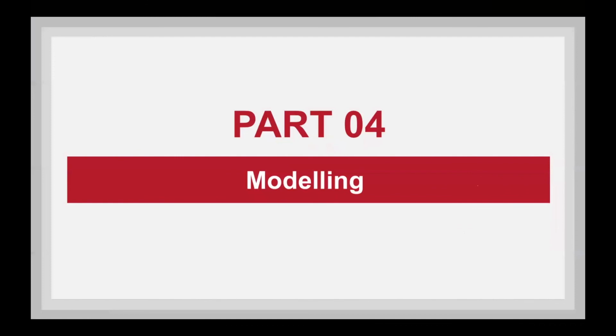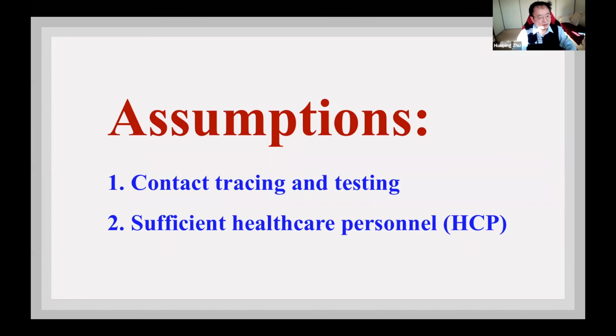Now we start the modeling. For mathematical modeling, you always need to put on some modeling settings, making some assumptions. So here, our assumptions are indeed huge or big. The first assumption is the contact tracing and testing. Because without contact tracing and testing, you are not able to find out who are mildly infected, who are asymptomatic infected, who are severely infected. Maybe severely infected you can easily recognize, but still need a test. So the first, we assume Wuhan did full contact tracing and testing.